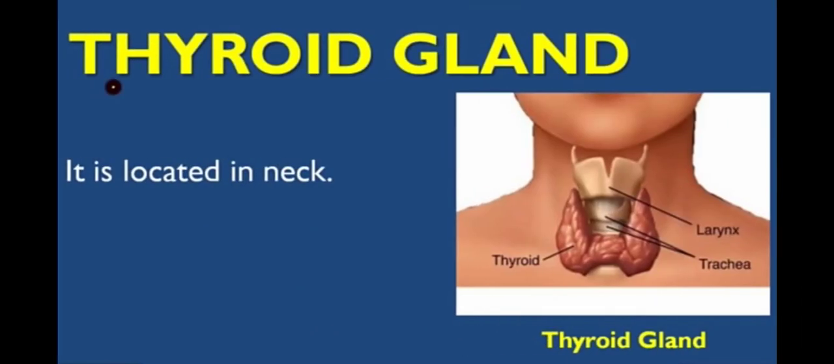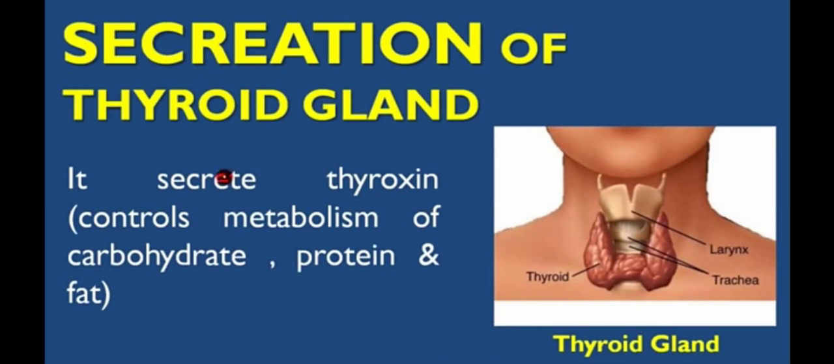Now we move to thyroid gland. Thyroid gland is located in the neck. As you can see in the figure, thyroid is given, along with larynx and trachea. Now let's study about the secretion of thyroid gland. Pituitary gland was secreting growth hormone. Thyroid gland secretes the hormone thyroxine.